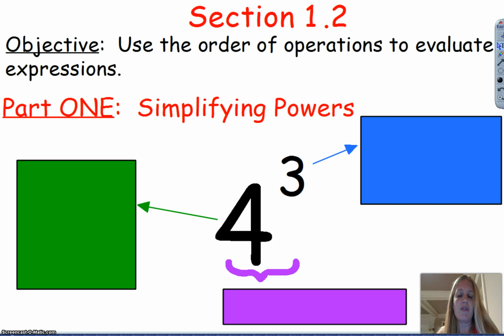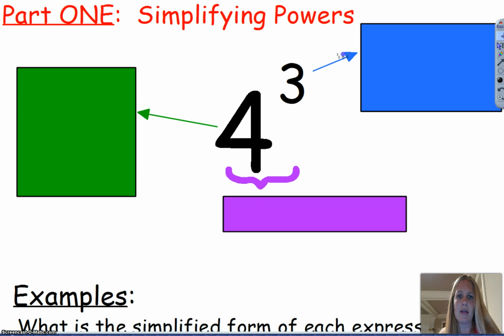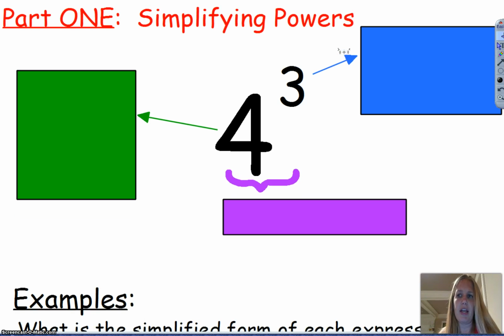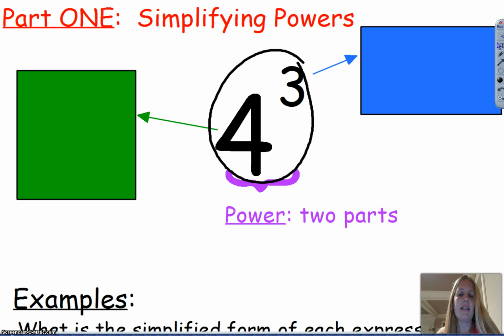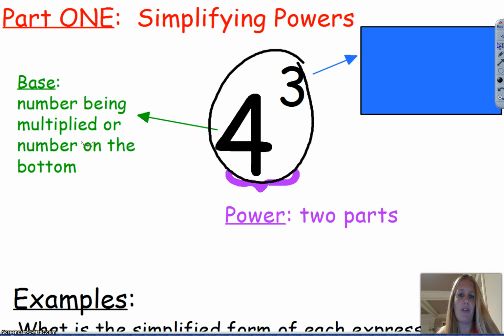This is read as 4 to the third power, and this whole thing here, that's why there's the purple, is called a power. And a power has two parts to it. Okay? The first part of a power is the bottom number, that bigger number there, the 4.